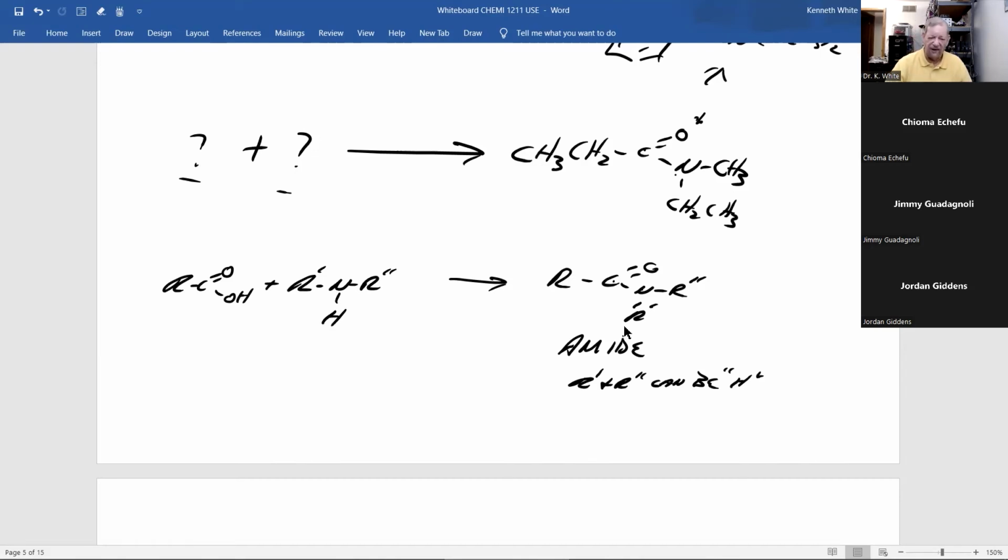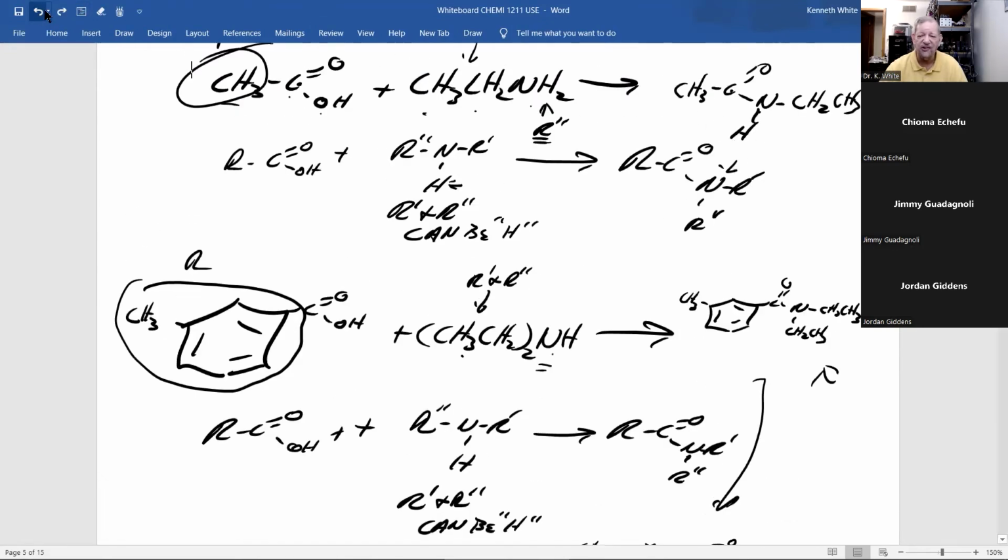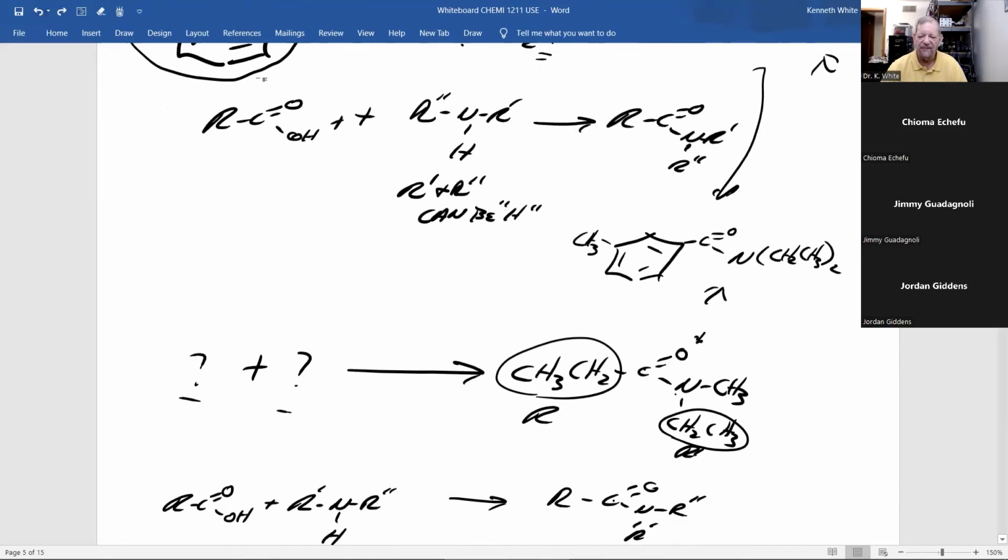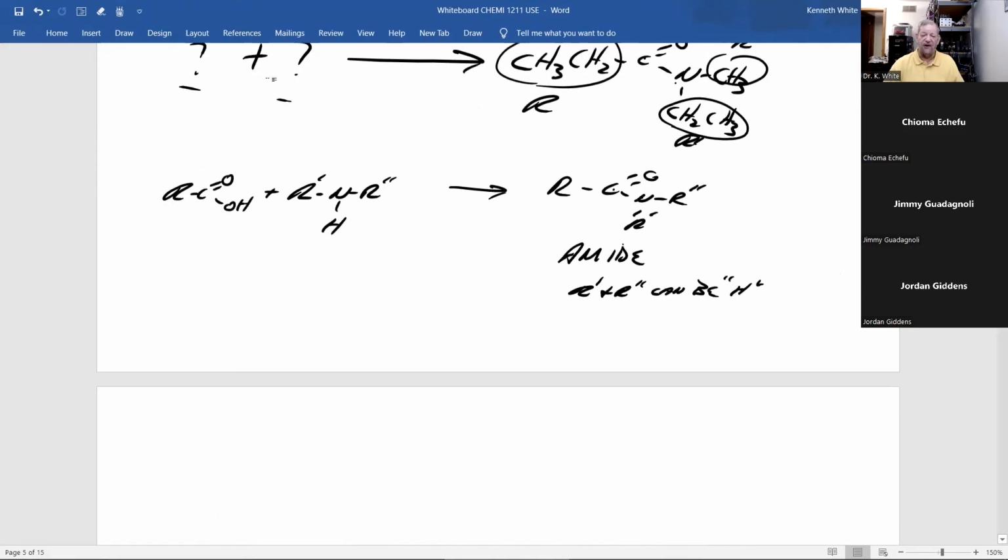Remember, R prime and R double prime can be hydrogen. Well, this is my R group. The one of these I'll call R prime. The other, oops, a little too much circle there. And the other I'll call R double prime. Doesn't matter which you call.